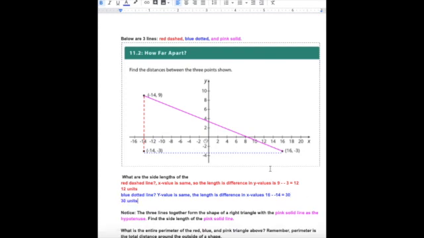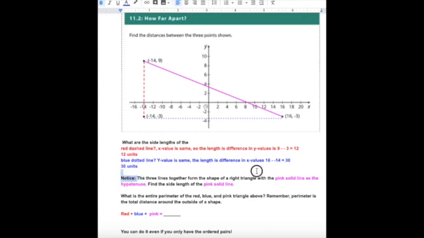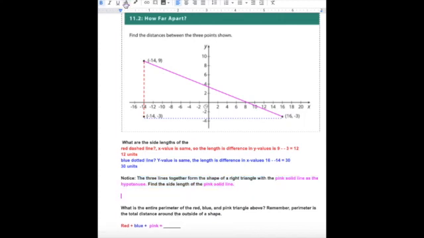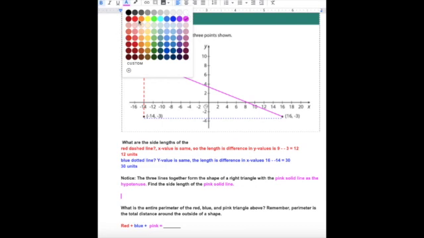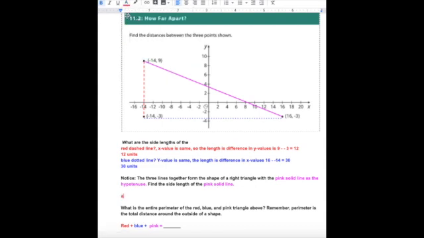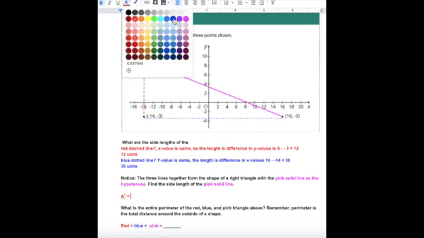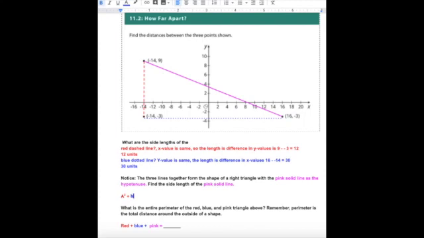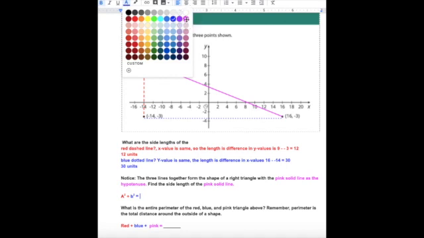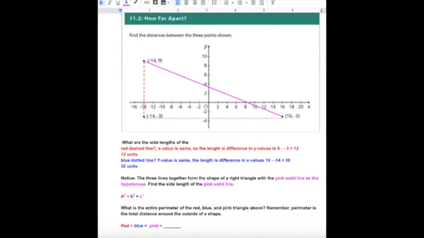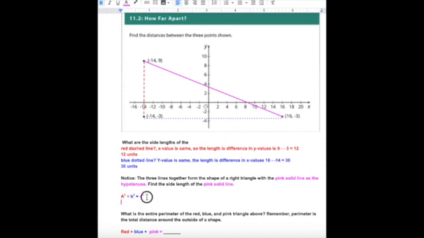So now, the 3 lines together form the shape of a right triangle with the pink line as the hypotenuse. So we want to find the hypotenuse length. All right, a squared plus b squared gets me c squared. A squared plus, then blue, b squared equals, and now pink, c squared. And now I know a and b, so I just have to use that to solve for c.